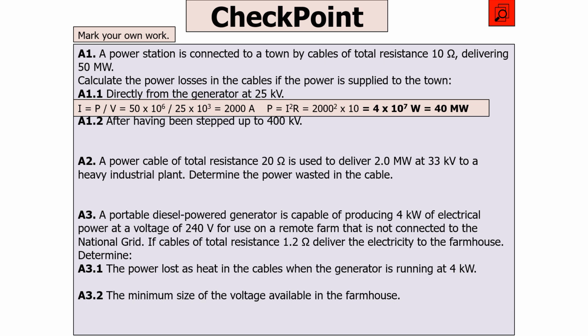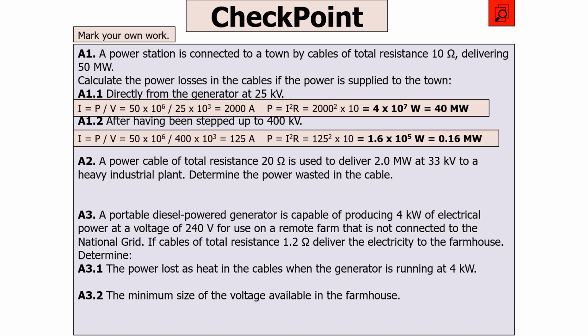We then say P equals I squared R. That's the equation to work out the power dissipated in electrical cables. You're given that on your equation sheet. So it's 2000 squared times 10, which is 40 megawatts. You can do the same equation when it's been stepped up to 400 kilovolts, and you get 0.16 megawatts, which actually proves to you mathematically why we step up the voltage in the step-up transformer.